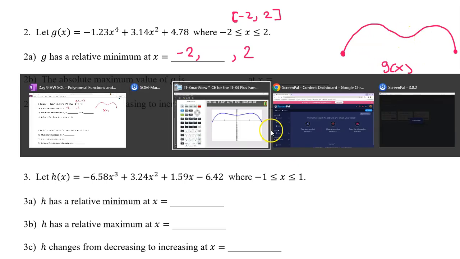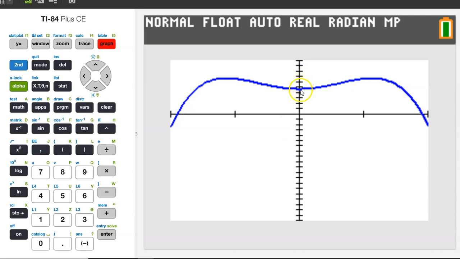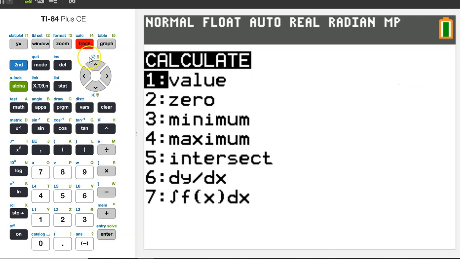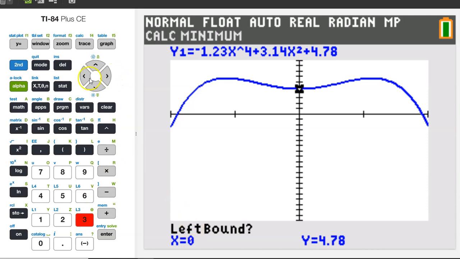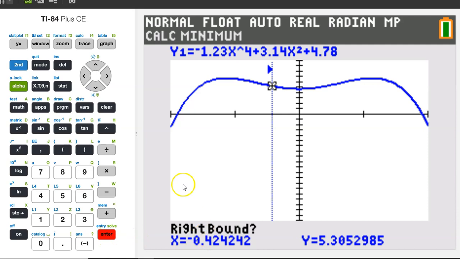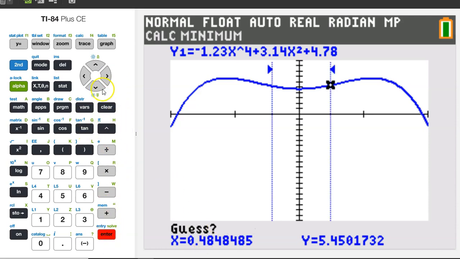So back to the calculator, and it looks like it's probably at 0 or close to 0. Anyway, let's not guess. Second trace minimum, that's option 3. Left bound, you say. So let's be somewhere to the left and hit enter. Now it asks for right bound. Slide over somewhere to the right, a little bit further, and hit enter. And then now it says guess, so I'm going to move back to the middle and hit enter.